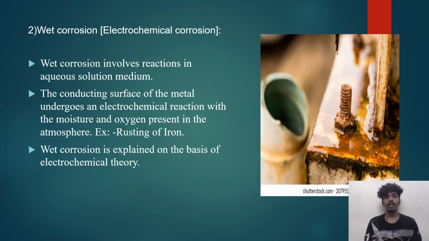The second one is wet corrosion, also called electrochemical corrosion. Wet corrosion involves reactions in an aqueous solution medium, as the name suggests. The conducting surface of the metal undergoes an electrochemical reaction with the moisture and oxygen present in the atmosphere. The rusting of iron is an example for it. The wet corrosion is explained on the basis of electrochemical theory.